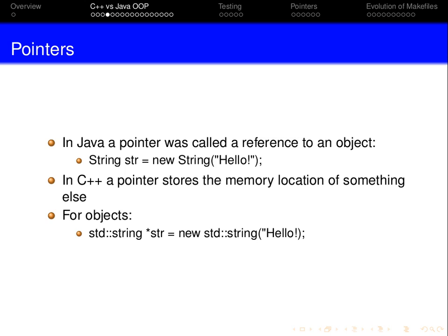Now, what could you do in C++ that's different? Well, you could just have std::string str semicolon, and that would automatically allocate the string on the stack. There wouldn't be a pointer. You would just be accessing that string object directly on the stack. Of course, it would be deallocated at the end of the function.